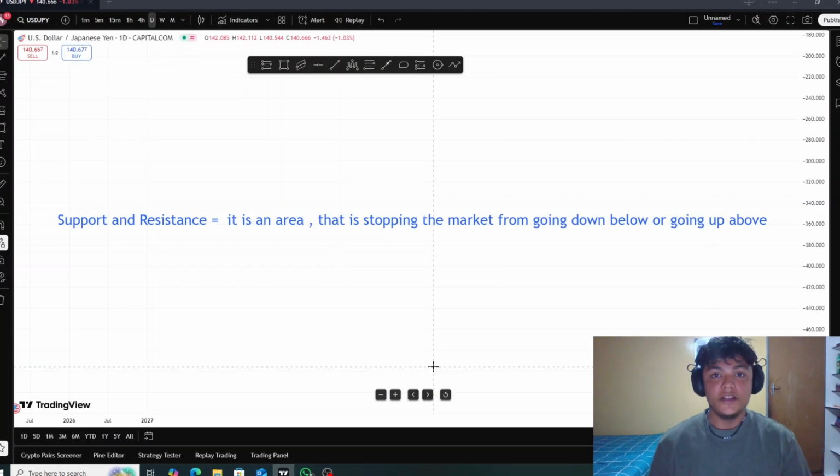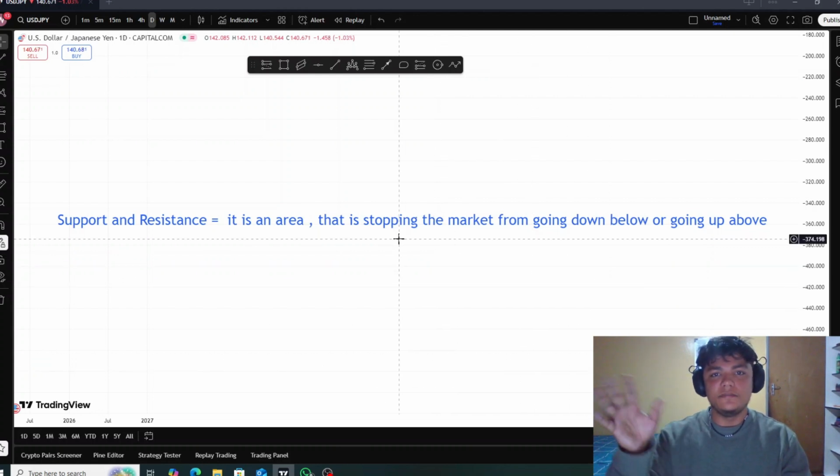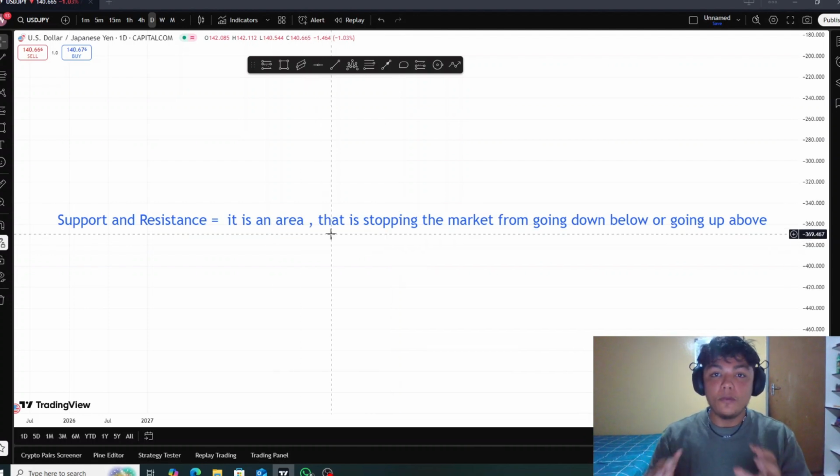Okay, guys, so basically, what is support and resistance? So this is a nice definition here. I didn't even bother getting it from the internet because I know they are going to give complicated words. So this is my own definition. Basically it is an area that is stopping the market from going down below or going up above.